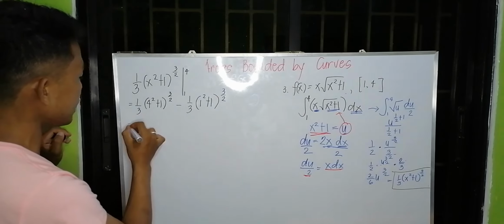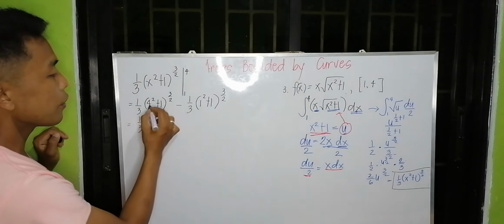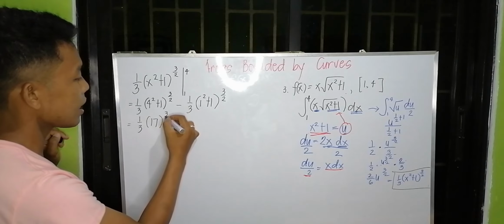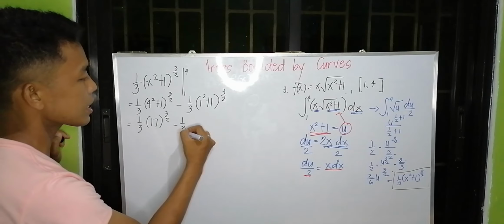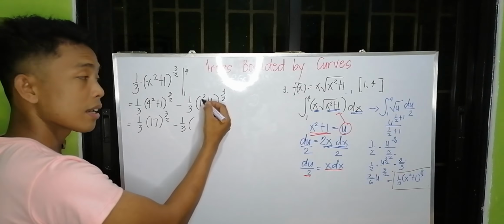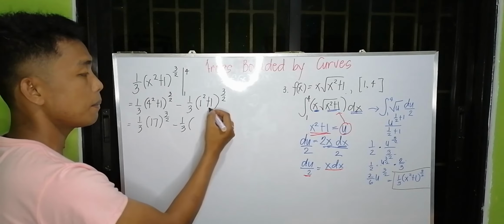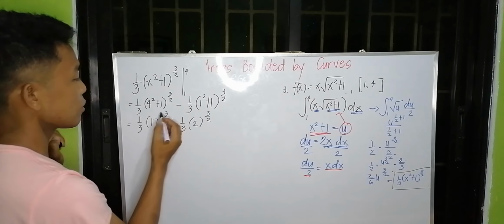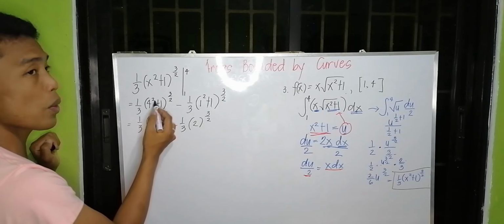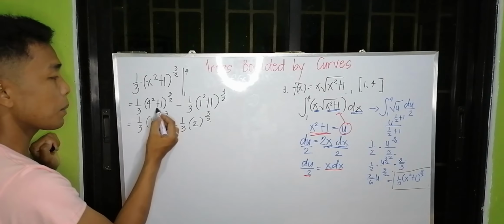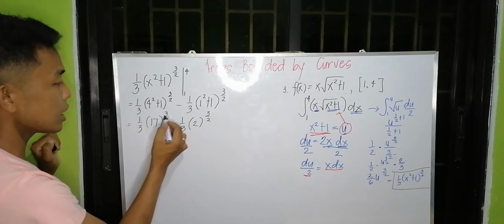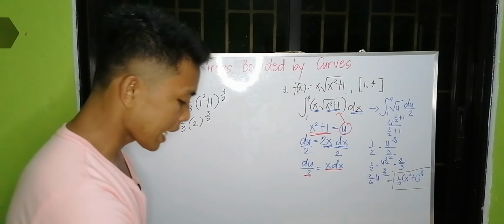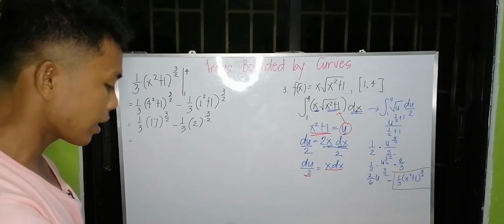Sige, we continue. This will become 1/3. Copy mo lang. 4 squared is 16 plus 1 is 17 raised to 3 halves minus 1/3 times 1 squared is 1. Kasi this is 1 times 1. Therefore, 1 plus 1 equals 2 raised to 3 halves. Sana nasundan ba ito? Sana nasundan. This is 4 squared. 4 times 4 equals 16 plus 1 equals 17. Eto, this is 3 over 2, mga rational, mga exponential expression. So, i-solve natin using the calculator.